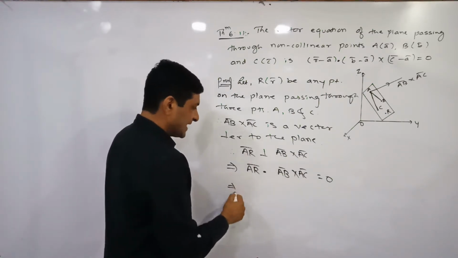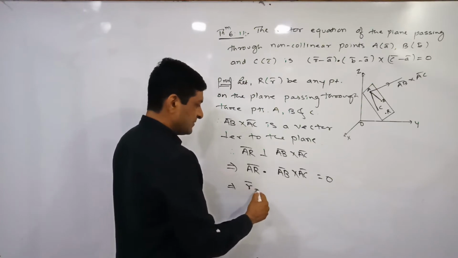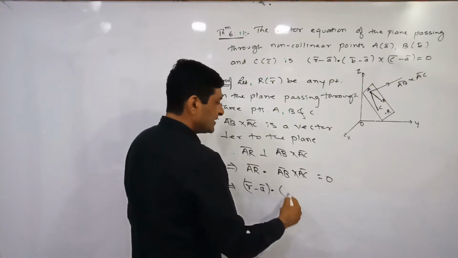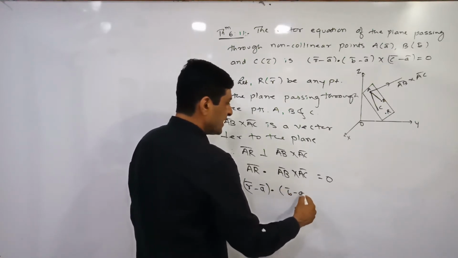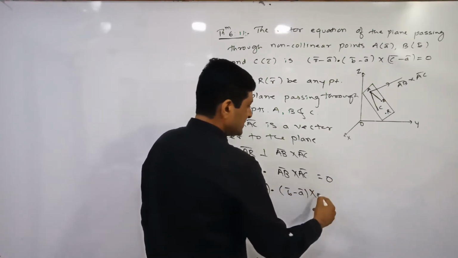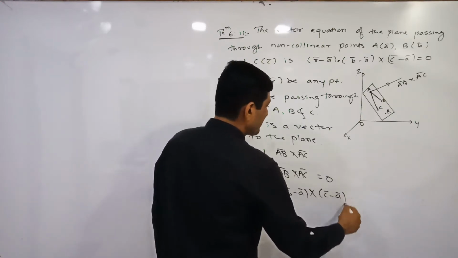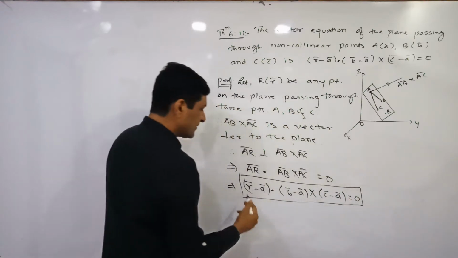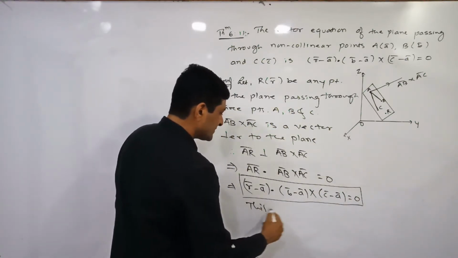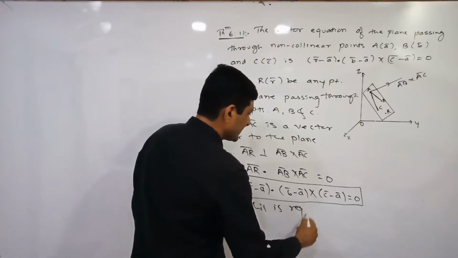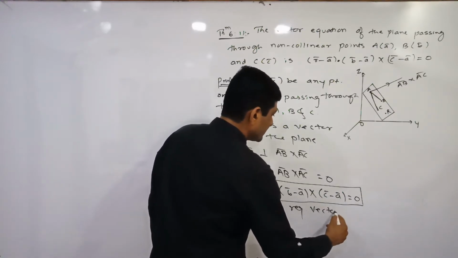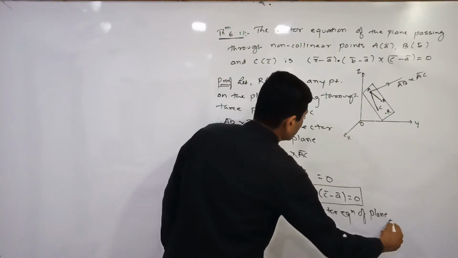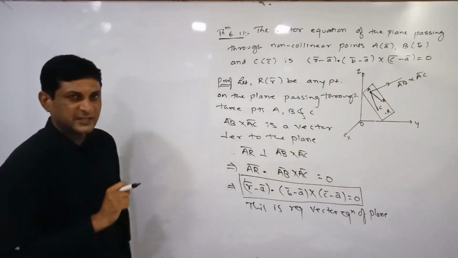So this implies that AR bar in terms of position vectors can be written as R bar minus A bar, dot, keep it as it is. AB bar in terms of position vectors can be written as B bar minus A bar, cross, keep it as it is. AC bar can be written as C bar minus A bar. On this side 0, also keep it as it is. In this way we have got the required vector equation of the plane. Okay, so in this way we have got the vector equation of the plane.